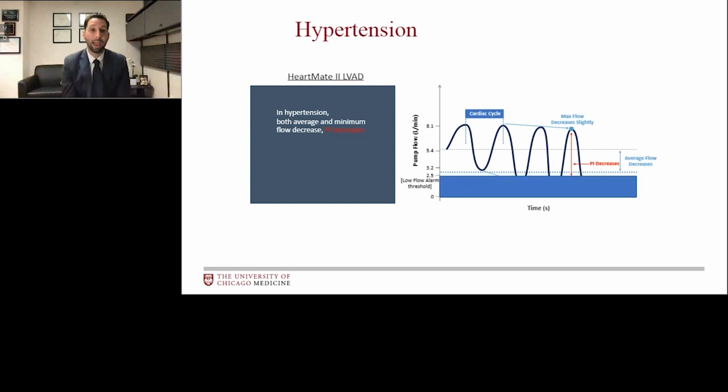The HeartMate 2, on the other hand, has imprecision of flow estimations at low flows. It does not see all this variation in flow, and thus it does not see all this variation in power. And thus, in this scenario, the pulsatility index actually decreases compared to the baseline condition.